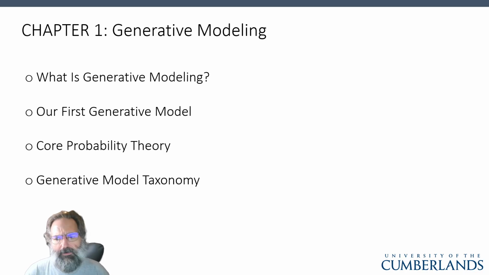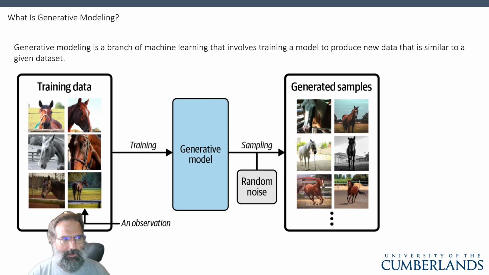We'll start off with the basic question, what is it? Then introduce a very simple idea of what a generative model might be, and then talk a bit about some of the core probability theories that go into it. It's not essential you understand all of the probabilities, but it's good to have a good foundation because it helps you understand how they all work together. And then we'll talk a little bit about taxonomy, make sure that terminology and vocabulary are aligned.